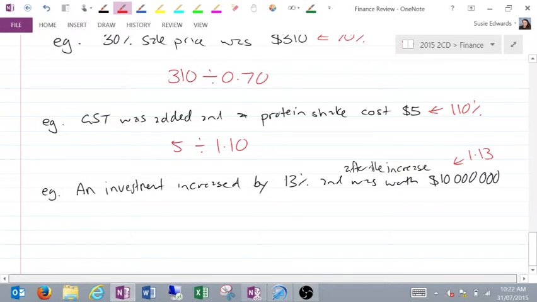If we go 87, we're finding 13% of the 10 million. We're not adding on 13% of what we started with. So that's where people get stuck. You need to think, what percentage is this? It's 1.13. So how do I find the original amount? We go 10 million divided by 1.13.